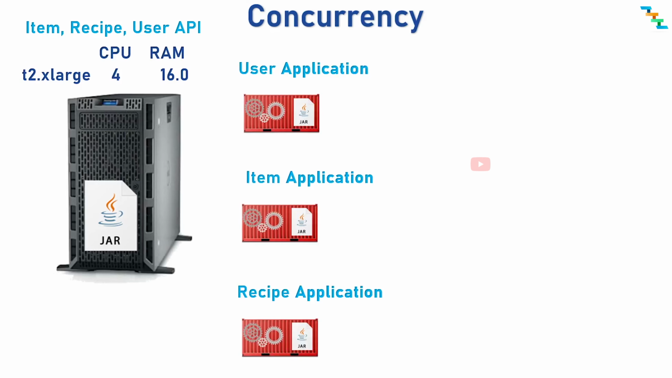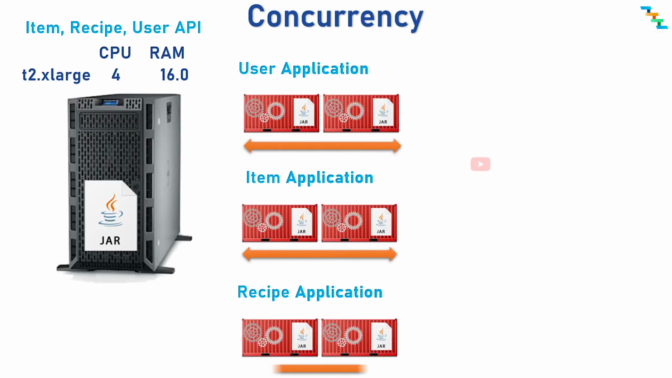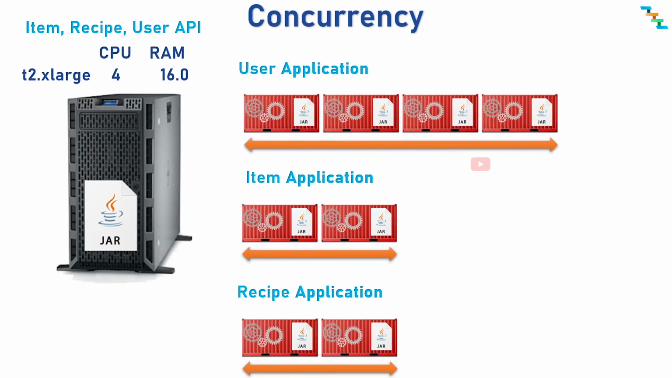Let's take the user API, item API, and recipe API running one container each. Now the application needs to be scaled out, so the number of containers for each API is increased to 2. Under investigation, we found the user API gets lots of requests compared to the recipe and the item API.